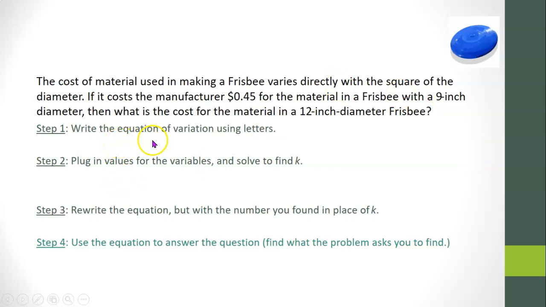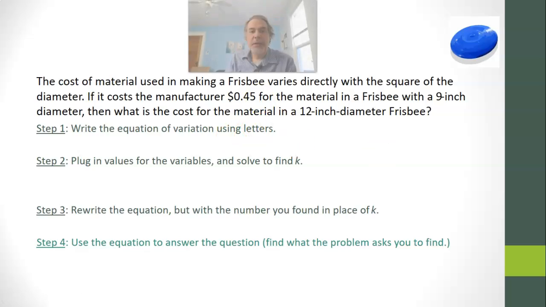Step 1. Write the equation of variation using letters. So the cost of material varies directly with the square of the diameter. Careful, not the square root, but the square. What you get when you take that number and square it. So the cost of material equals K times the square of the diameter, the diameter squared. Using letters, I can write C equals K times D squared.